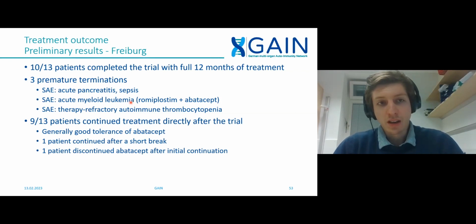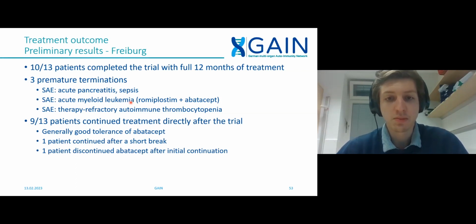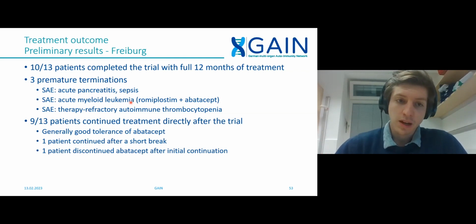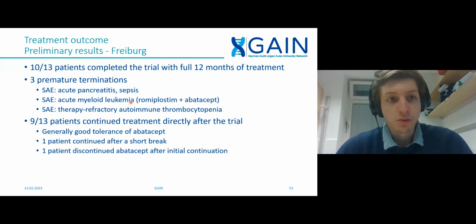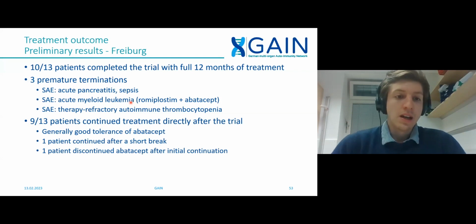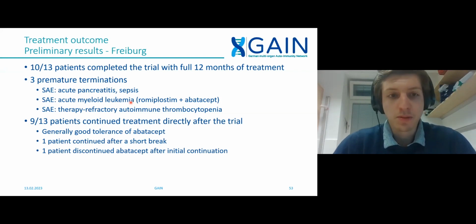From the 10 patients that have completed the trial, 9 of them decided that they profited from this therapy and want to continue with the abatacept treatment continuously after the trial, which shows that there was generally good tolerance of the medication. One patient didn't continue directly after the trial, but after a short break, she also took up the medication. And 1 patient discontinued the abatacept after the initial continuation. This I will also discuss in a later case report.